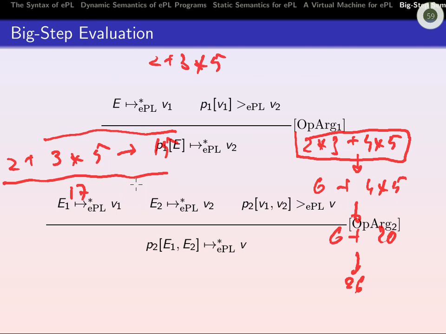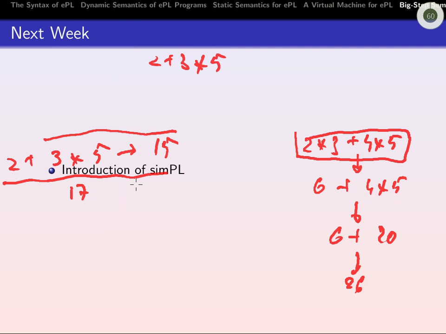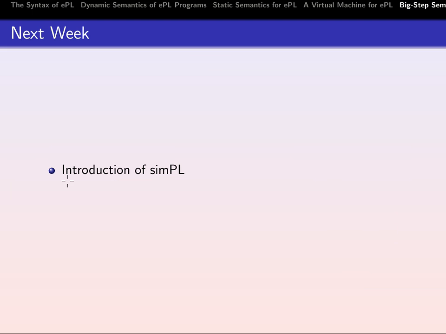Let me find the slide. Okay, this one has less stuff on it, so it's easier to see what we're drawing. So let's say that my final objective is 2 times 3 plus 4 times 5, right?